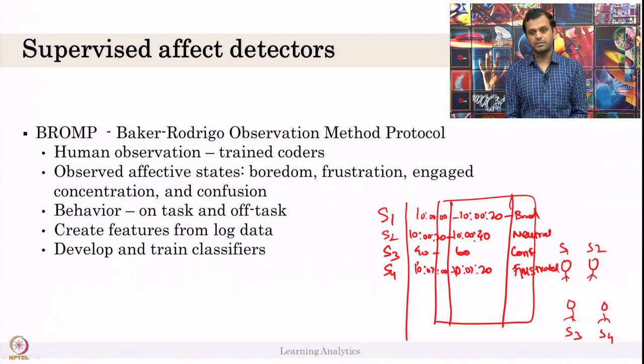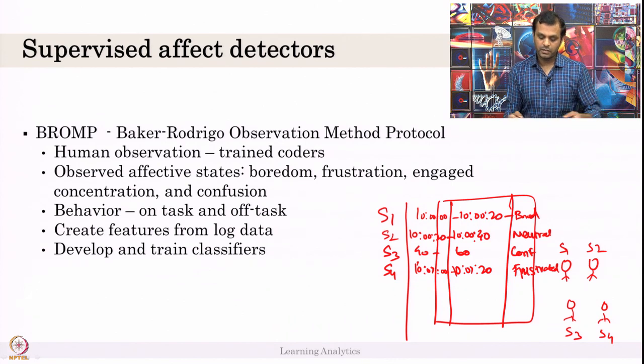So what's happening here is, as a human observer, you have pen and paper, you're looking at the students and making sure of the time. You might be looking at the time, then noting down. Instead of that, the BROMP protocol tool helps you do that. There will be the students' names, you just click the student's name, and the time is automatically recorded from your computer, and there will be 6 emotions you have to click. So your time of recording is saved. That is the simple Observation Method Protocol tool, which tells you what to do.